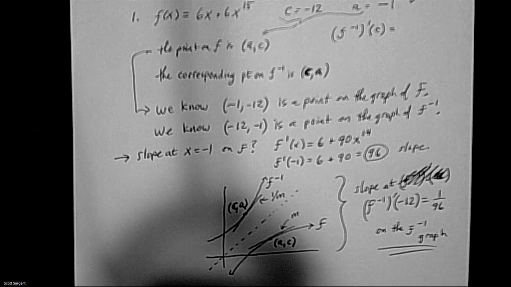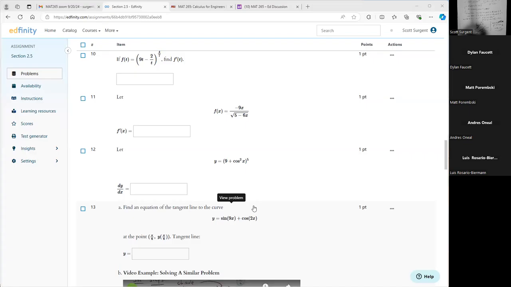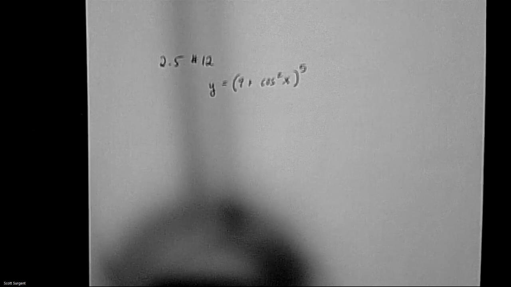Zoom recording here, 2.5, number 12. All right, we got ourselves a derivative here. It is y equals the quantity 9 plus cos squared of x, quantity to the fifth power. A lot of these are just good derivative forms to know, especially when we get to the mastery.